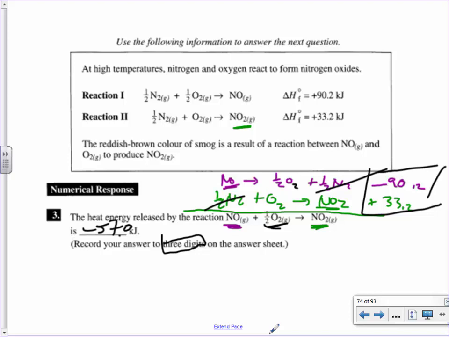Okay, questions, comments, concerns, conundrums, all those other C words. How do you guys feel? Does this refresh your memories? Okay. Tomorrow we're going to write a quiz then.